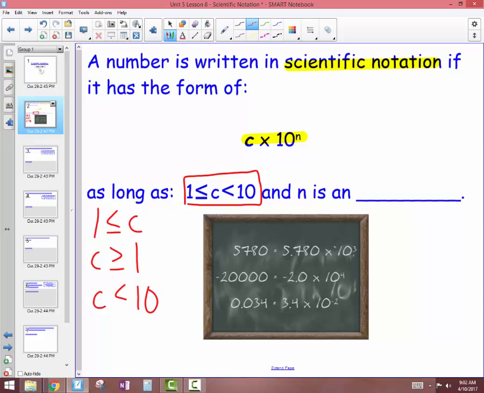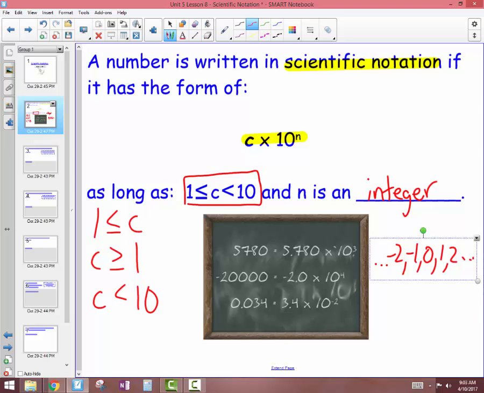At the same time, n has to be an integer. Remember, integers are the whole numbers and their opposites. So you're talking about -2, -1, 0, 1, 2, on to infinity in both directions. Either one of those is what we're looking at when we're talking about integers.